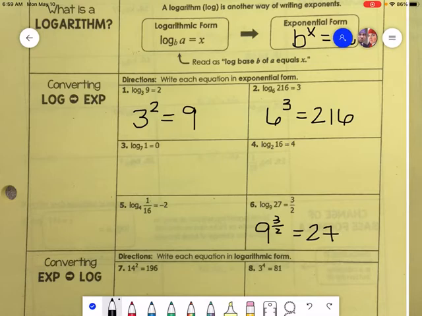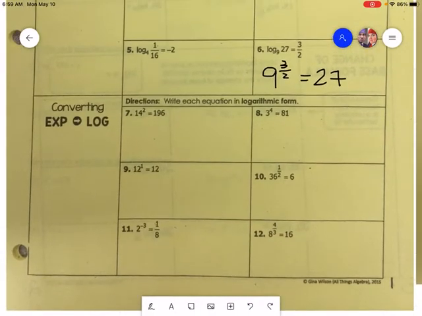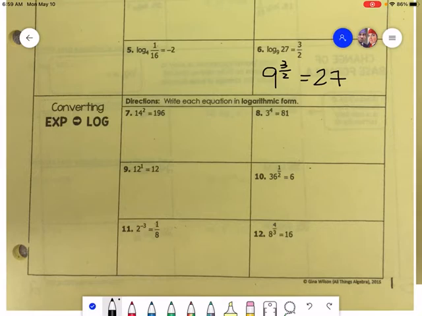All right, guys, you're going to go ahead and do 3, 4, and 5. We're going to pause here, and you're going to do 3, 4, and 5. Nice job on 3, 4, and 5, guys.